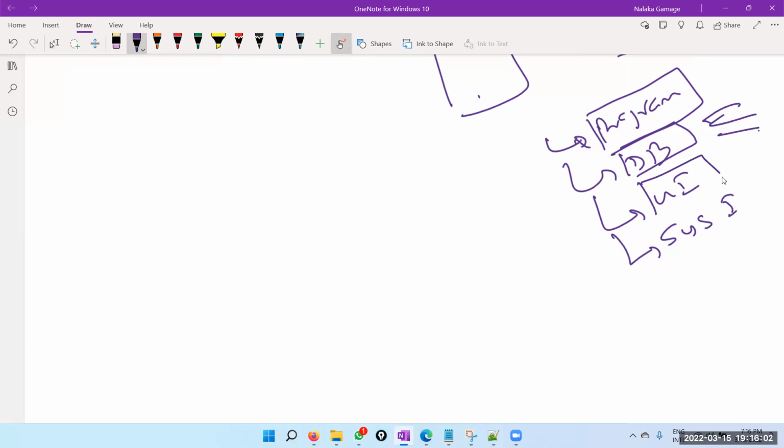Then UI designing, user interface designing. Anyway, we have user interface designing as a subject in your semester 4. There are some concepts: consistency, simplicity, some psychological aspects, etc. So we have to consider those.